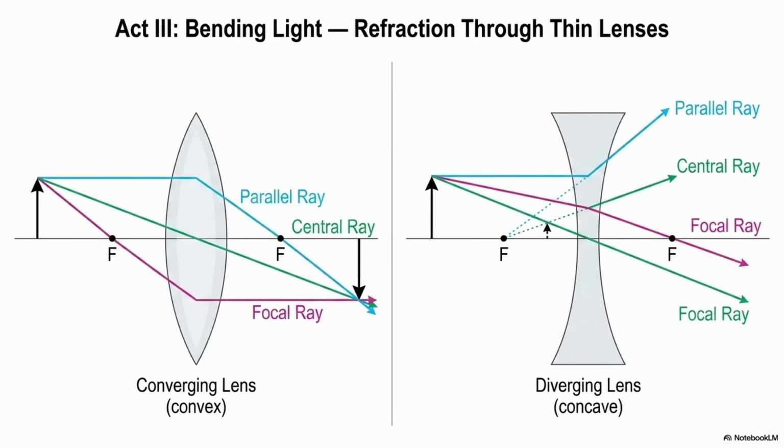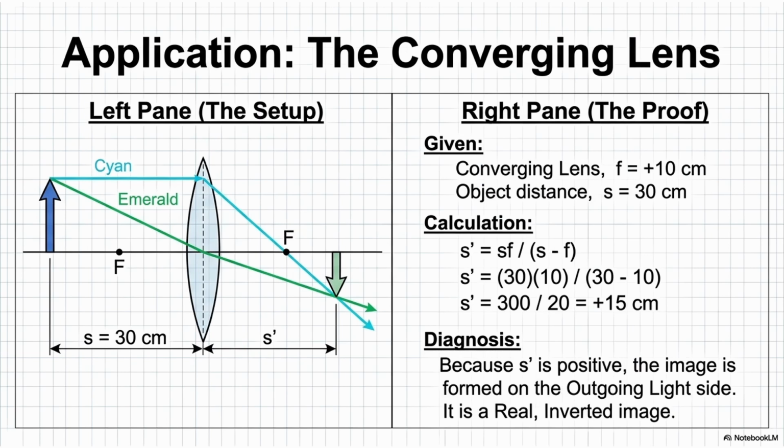On slide 7, we have a converging lens. The focal length is positive 10 centimeters, and the object distance is 30 centimeters. The math yields an image at positive 15 centimeters. And because that number is positive, we know it's a real, inverted image on the outgoing light side. It physically exists in space.